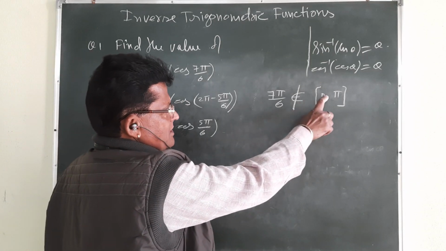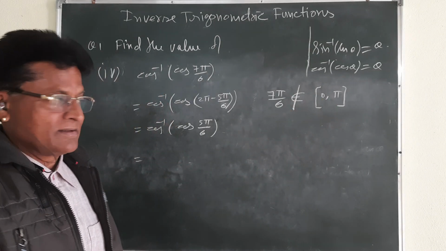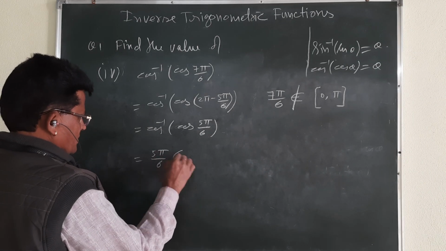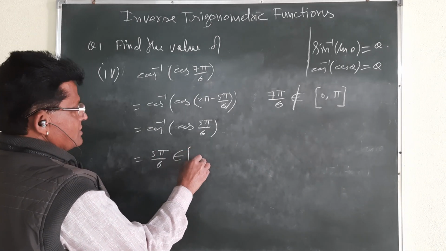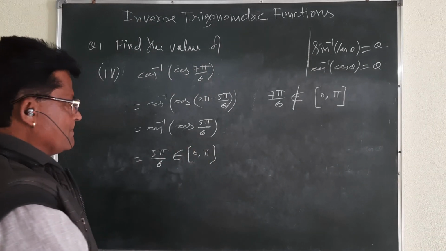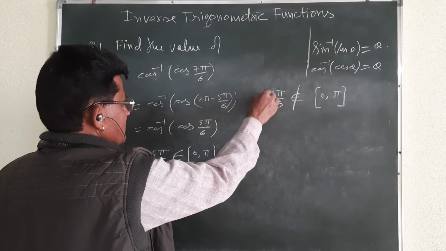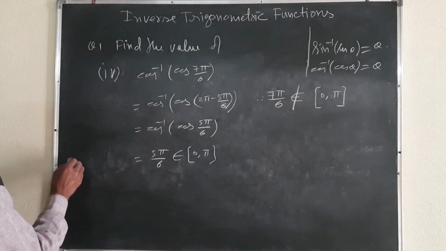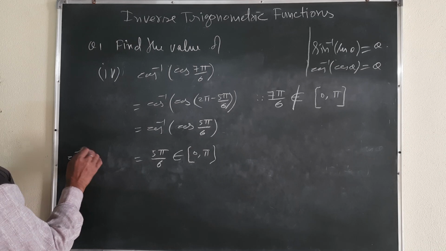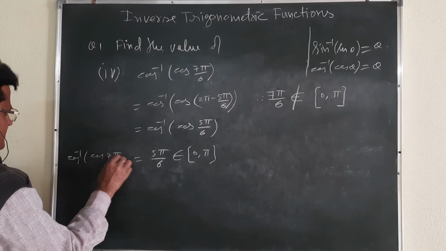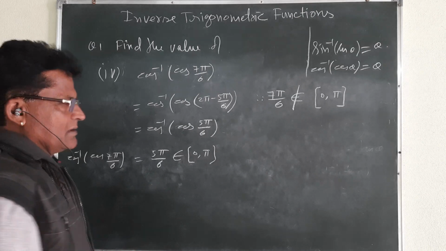150 definitely lies between 0 to pi. That is why 5 pi by 6 belongs to that range, 0 to pi, in case of this. It doesn't lie there, but that is why its value will be this one. You see, cos inverse cos 7 pi by 6, its value will be this one.